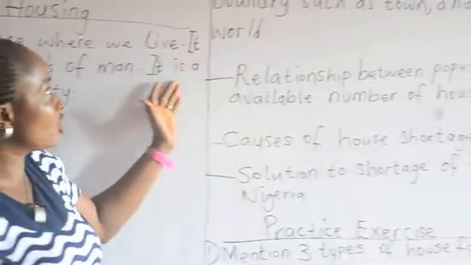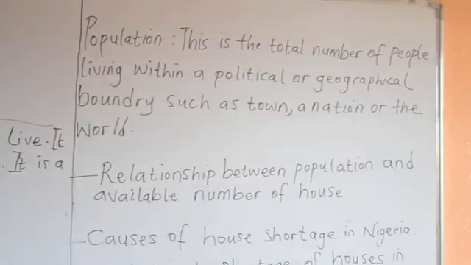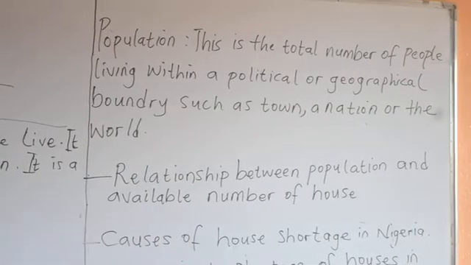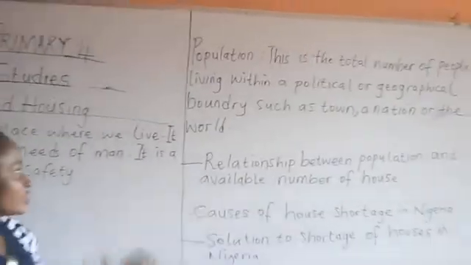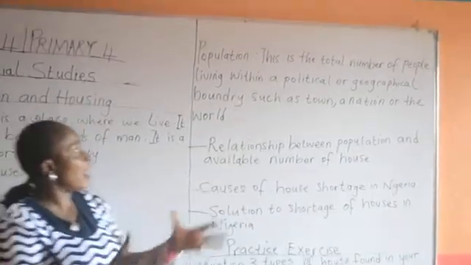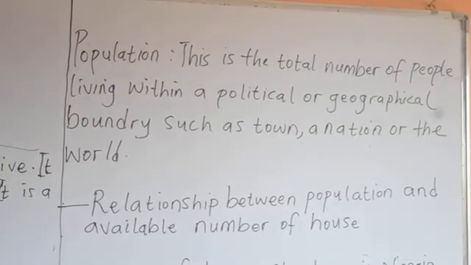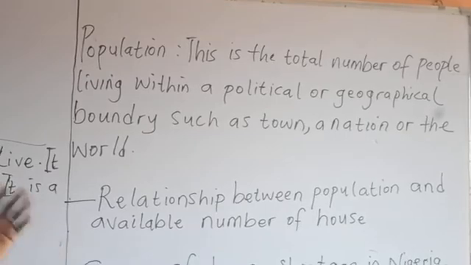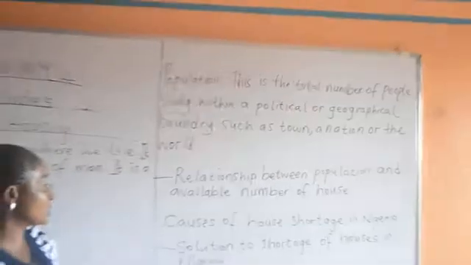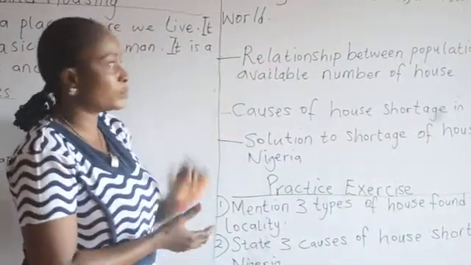The word population. Population has to do with the total number of people living within a particular political or geographical boundary, such as a town, a nation, or the world at large. Take it again. Population has to do with the total number of people living within a political or geographical boundary, such as a town, a nation, or the world at large. So the number of people in a particular place make up population.